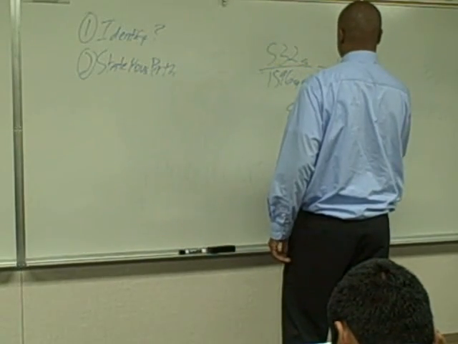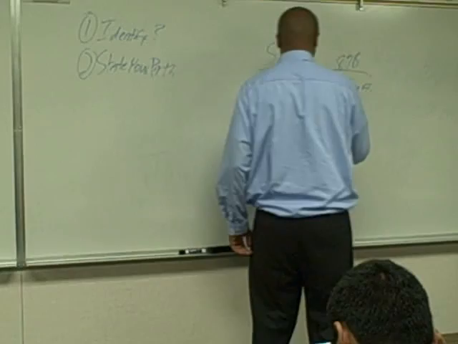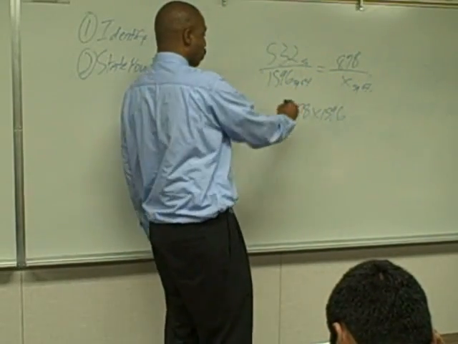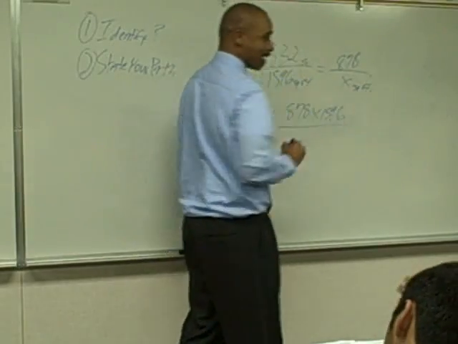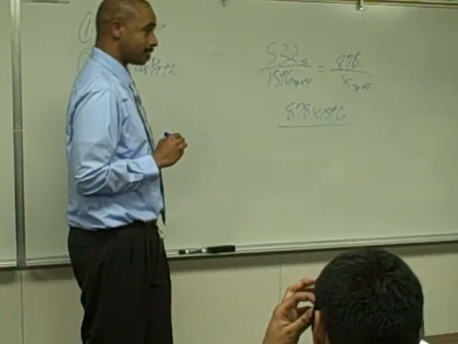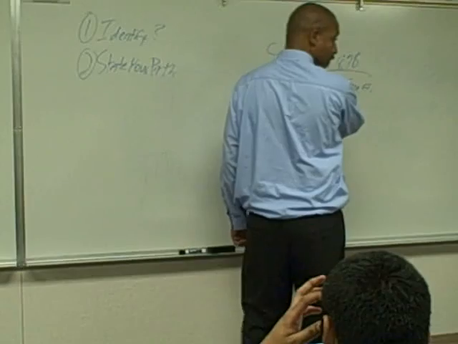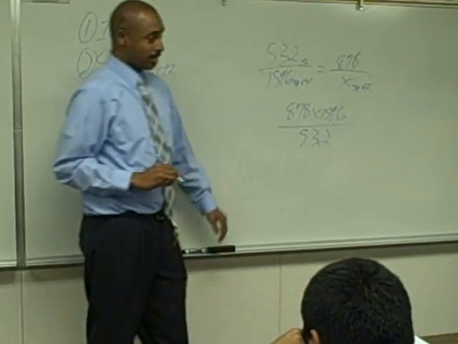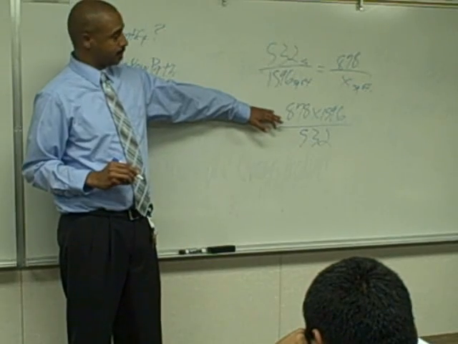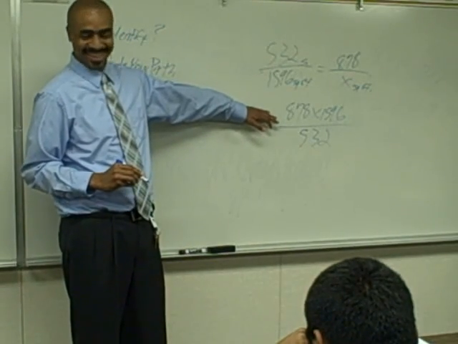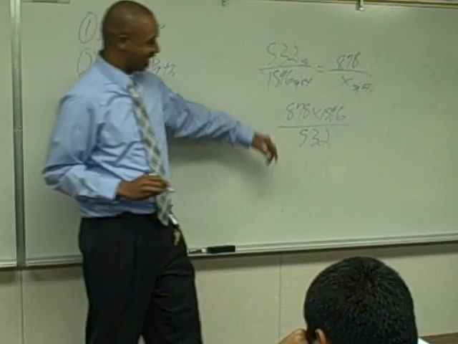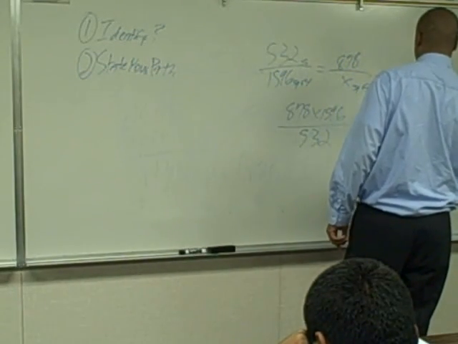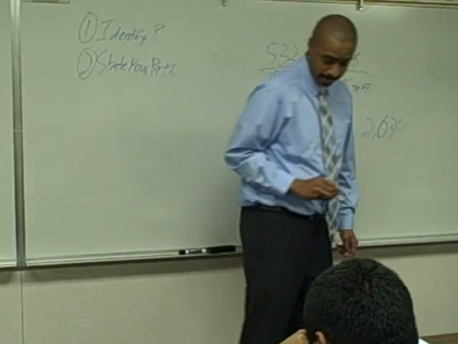878 times 1,596. What do we divide that by, Alex? What do we divide this cross product by? Wouldn't it be the square feet, or the top? Yes, that thing. Does anybody have a calculator? Yeah, right here. I got 2,634. So the answer is 2,634. Okay?